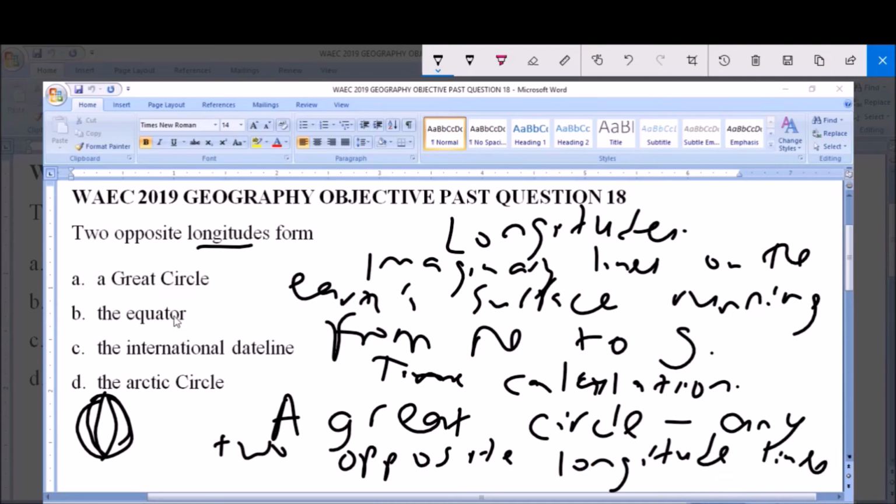Now for latitude, just for the purpose of mentioning, only the equator is considered a great circle, and the equator, which is option B, is latitude line 0 degrees. That is the line that runs from west to east at 0 degrees horizontally on the Earth's surface. So the correct answer, as we have mentioned, is A, great circle.